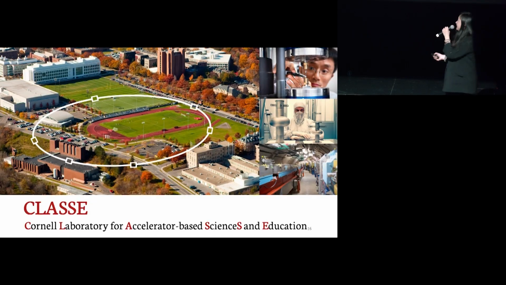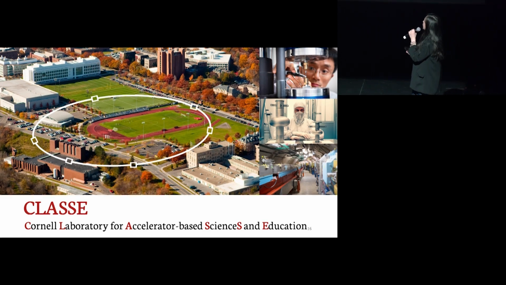I think not that many universities can say they have their own particle accelerator, but we can. CLASSE, the Cornell Laboratory for Accelerator-based Sciences and Education, has its own synchrotron that sits right under the football field. You might see this brown building by the football field, and a little tiny brown building on this side, and the Cornell high energy synchrotron is sitting right underneath. It's called CHESS, the Cornell High Energy Synchrotron Source.